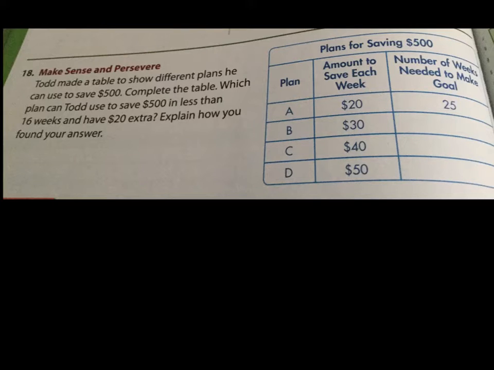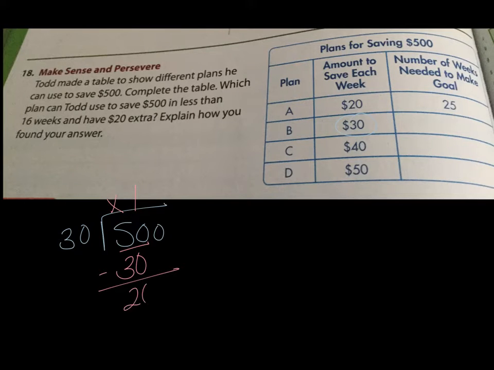Well, let's start with B. We have $500 and we need to divide it by $30. 30 cannot go into 5, but it can go into 50 one time. 1 times 30 is 30. Subtract, and you have 20. Bring down 0. 30 is going to go into 200 6 times. I know that in my head because 6 times 3 is 18, and I added my 0. And I have 20 left over. So I have 16 with a remainder of 20.